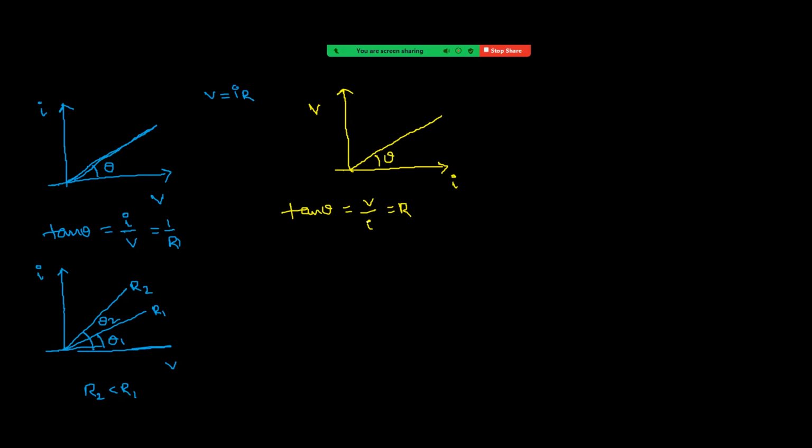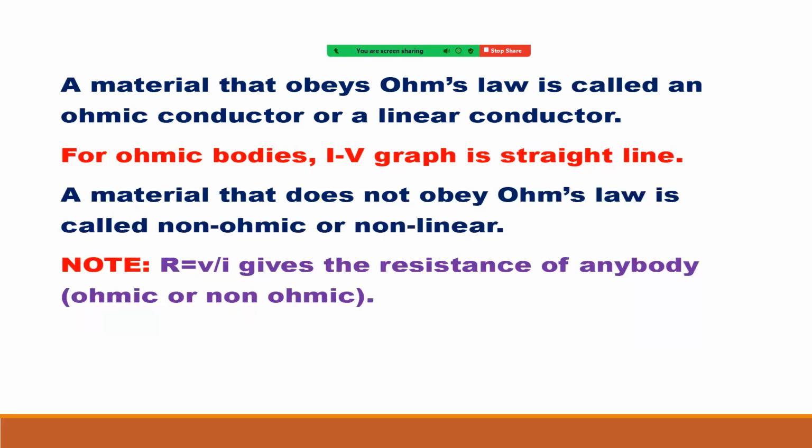Okay. So graphs for ohmic bodies are straight lines. If they are not satisfying Ohm's law, then the graph is not a straight line. Right. So these are the points regarding Ohm's law.